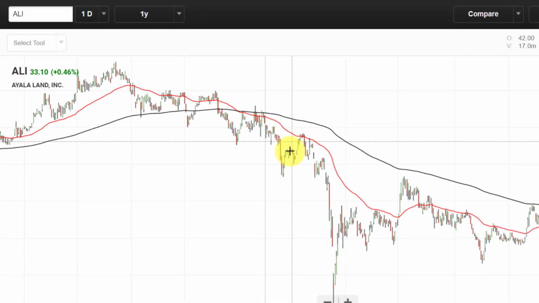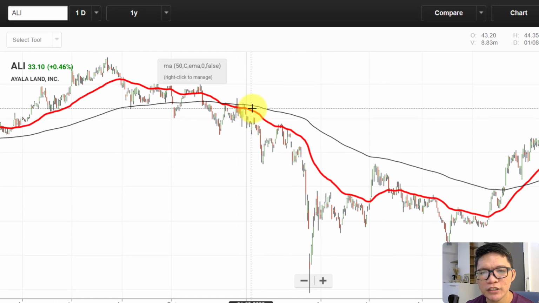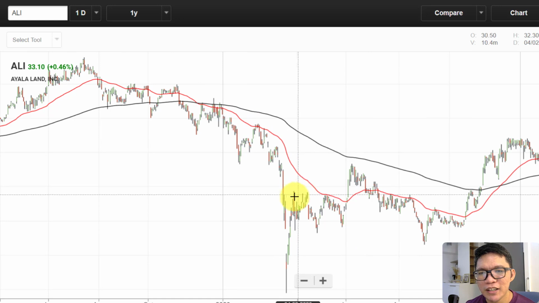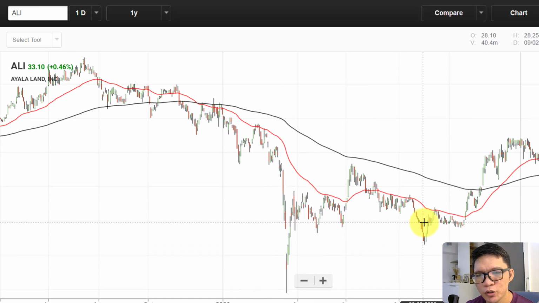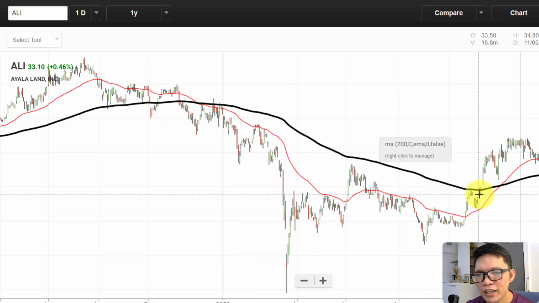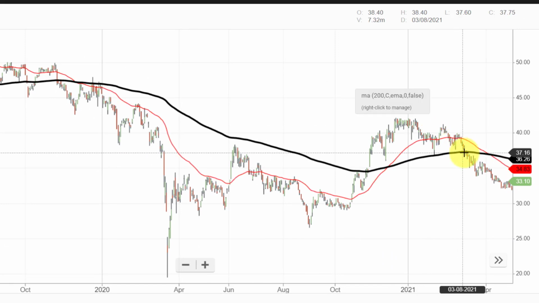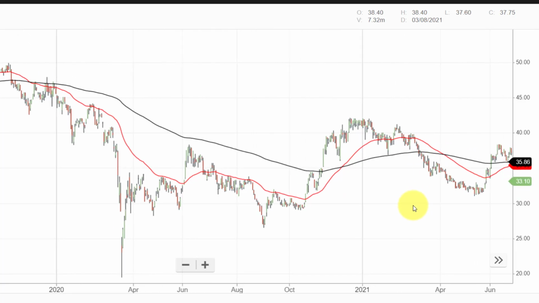Pero hindi niya na kinaya. So, it started going down. Okay, so whenever bumaba na siya below your 200-day EMA, that's already a bad sign. Marami na siyang resistances. It took mga 6 months or more before siya naka-recover above your 200-day EMA. And then nag-down ulit siya. So again, whenever the stock price is below your 200-day EMA, that's not a good sign.